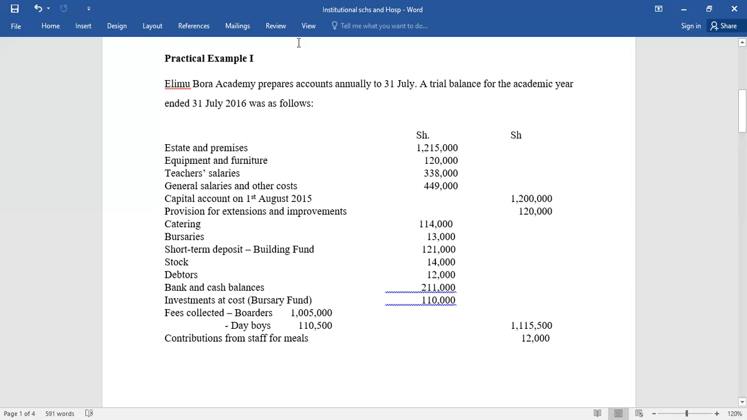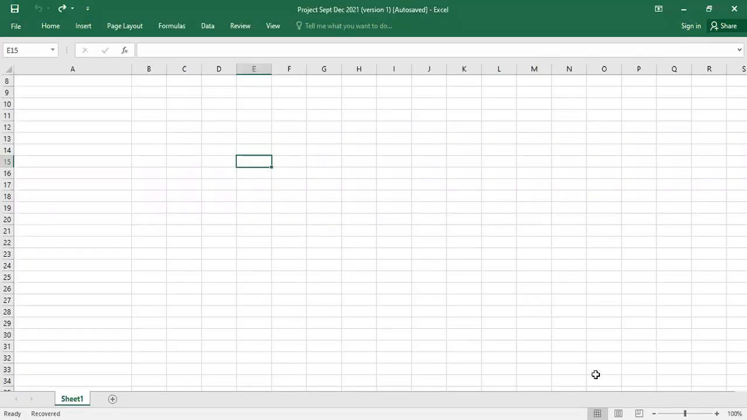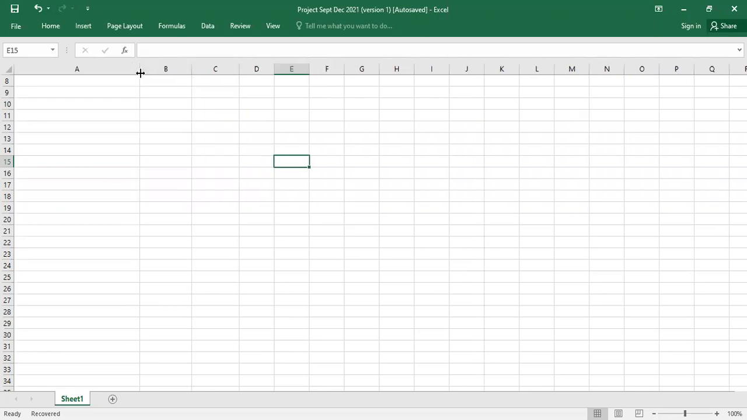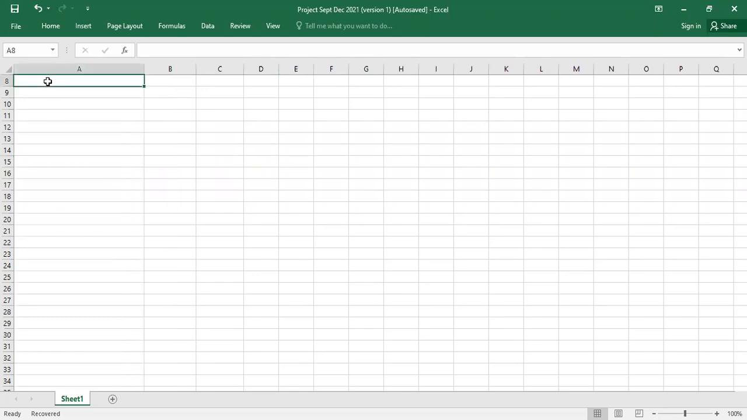So let's see how you're supposed to do this. I'll share. We'll be borrowing from financial accounting. So everything is financial accounting. Actually, here we are just doing the entries. So we've called our institution Elimu Bora. This is income and expenditure.